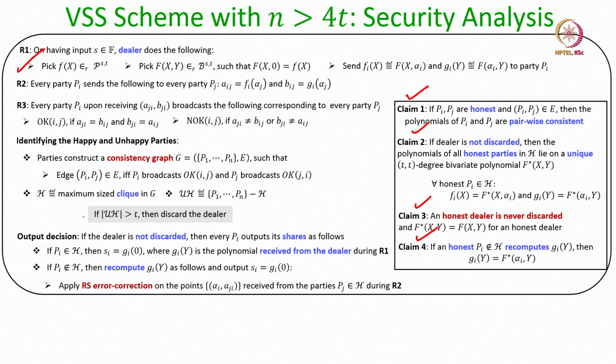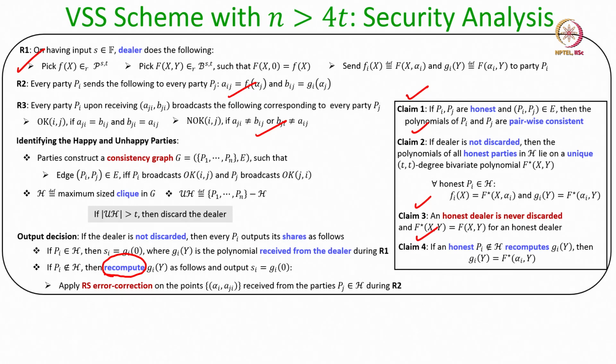Dealer distributes the polynomials, parties perform the pairwise consistency check, make the result public, and that is all. We are not asking the dealer to resolve the polynomials of the unhappy parties, which was happening in the previous protocol. The unhappy parties are automatically going to recompute their column polynomials by applying a Reed-Solomon error correction process.